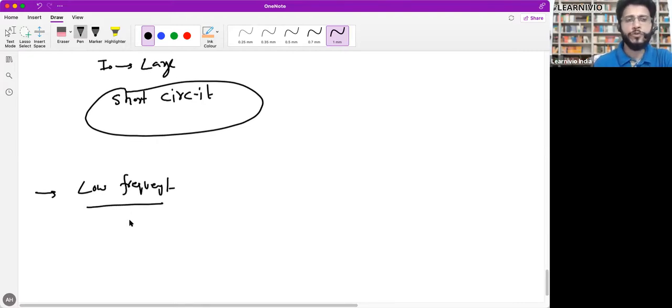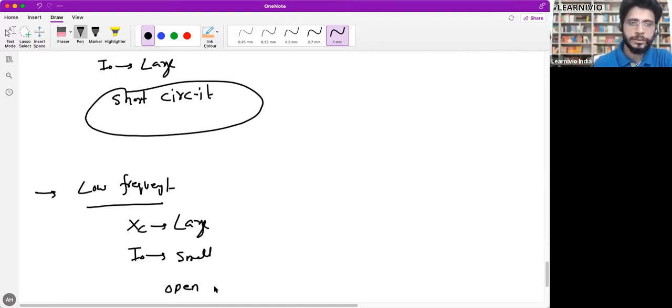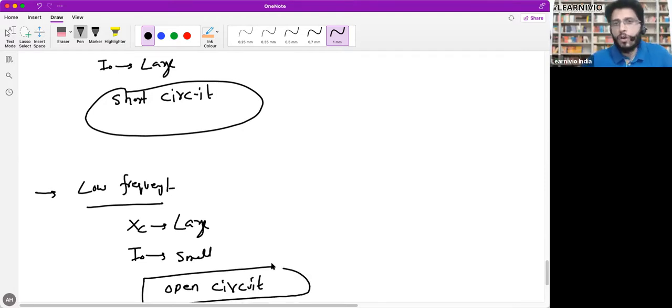For low frequency, it will be opposite: Xc will be large, and your I naught will be very, very small. It will behave like an open circuit. So you should remember how capacitor behaves for low frequency and for high frequency. For high frequency, it behaves like a short circuit, with no obstruction in the flow of current. When I say short circuit, that means a conducting wire. But for low frequency, it behaves like an open circuit. It's a very, very large resistance.